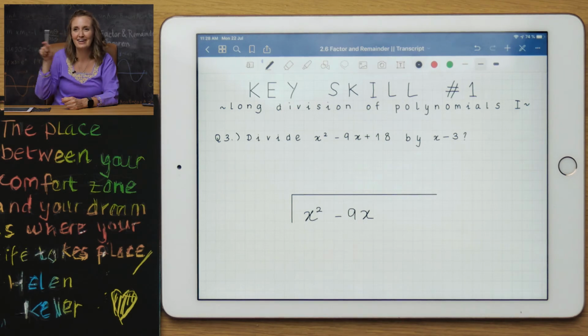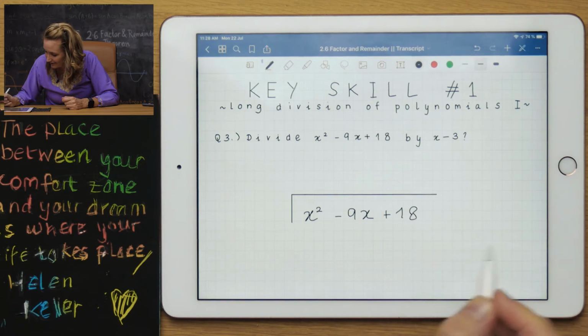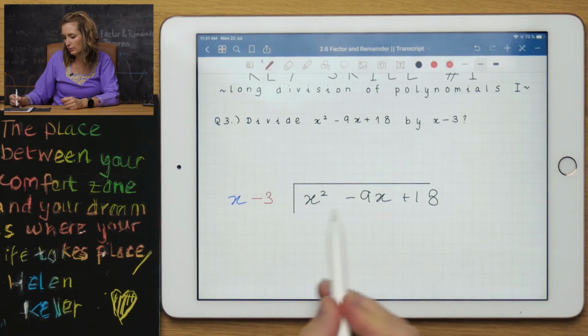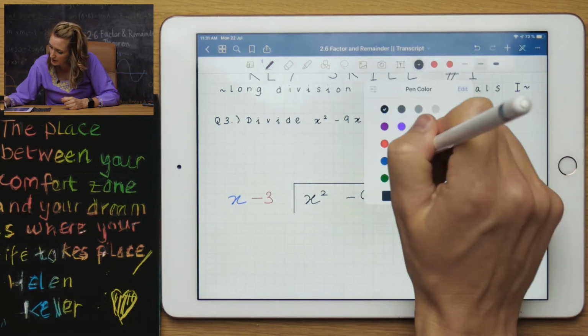What would we call this? I don't know. Underneath the umbrella, for example. And the divisor goes on the side. We're going to be working in 2 by 2 blocks because we've got 2 terms in our divisor.